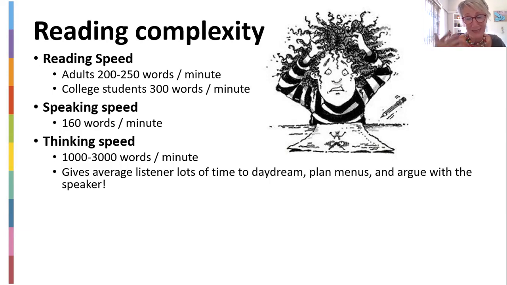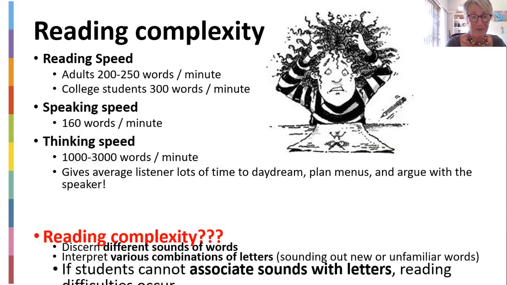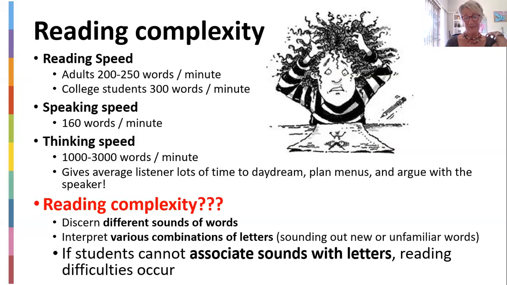All right, and they're not going to understand what you're saying if you're going so slowly, and they're going to lose concentration. What about reading complexity? Students must be able to discern different sounds of words. They need to know the phonics of that. Interpret various combinations of letters, sounding out new and unfamiliar words. They should be able to do that. If they cannot associate sounds with the letters, obviously reading difficulties are going to happen. So they need to have this phonics. They need to know how to sound out words, and they need to see combinations of letters, and so understand.